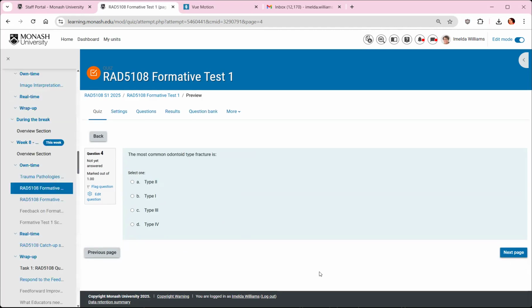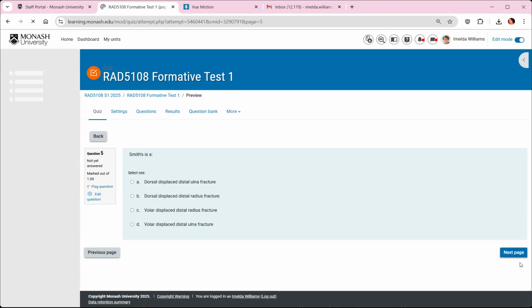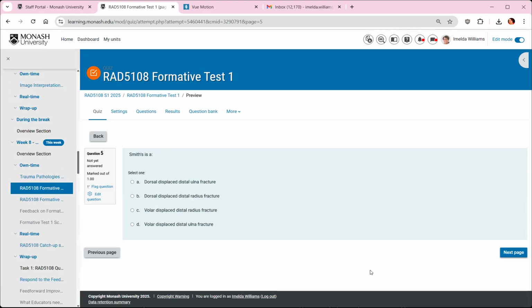So this is just a straightforward answer here that the most common odontoid type fracture is type 2. So again, very straightforward one on this one. A Smith is a volar displaced distal radius fracture. If it's dorsal displaced, then we're thinking about a Colles fracture.